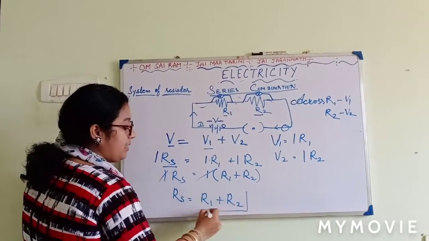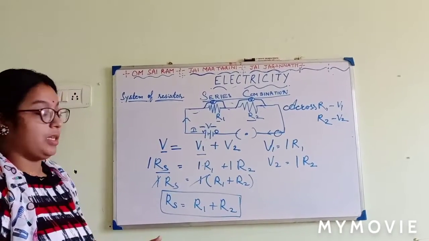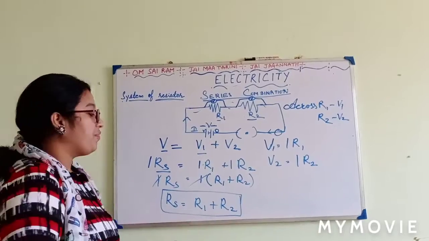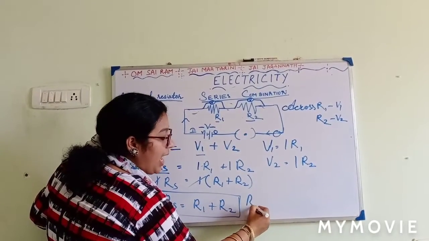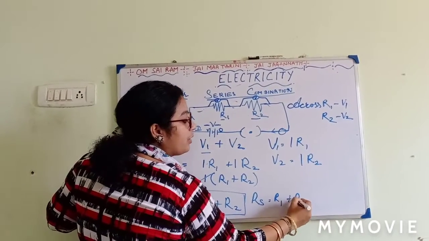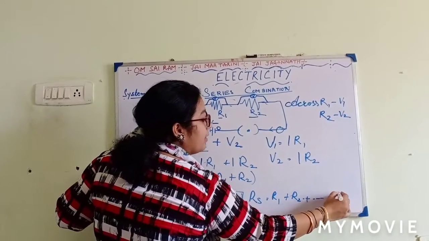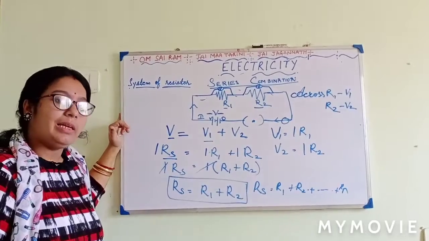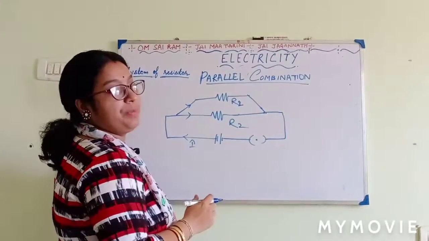So the net resistance or the effective resistance in case of series combination is equal to the algebraic sum of all the resistances. If there are n number of resistances, we can write this as RS is equal to R1 plus R2 up to Rn, depending on the number of resistors present over here. Clear till here? So now we will study about parallel combination.